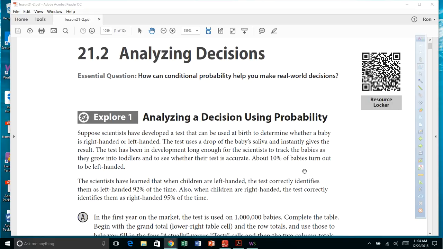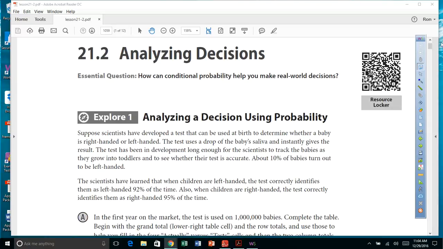Lesson 21.2, Analyzing Decisions. Essential question: how can conditional probability help you make real-world decisions? You can use a two-way table and/or Bayes' theorem to use given information to calculate a conditional probability. Then you can use a conditional probability to evaluate a decision that may have been based on the given information.